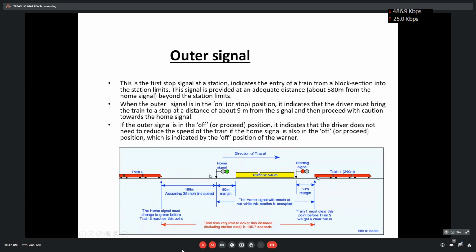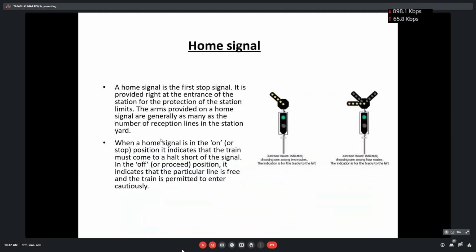So the responsibility of the station master will end here. Another station master will take care of the next part, from here to the other part, like this. So this is known as the block system.